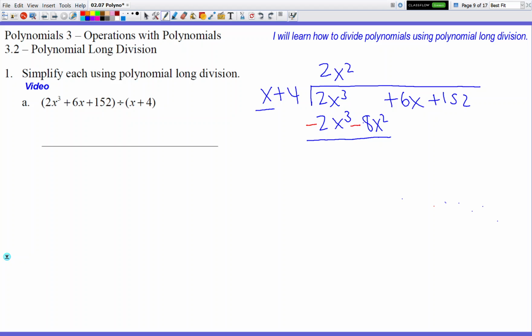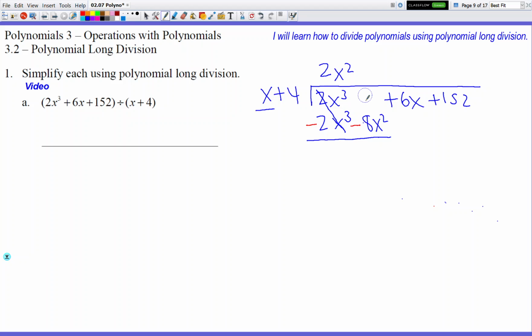Then you're just going to combine like terms, top and bottom. So 2x cubed minus 2x cubed pretty much cancels out. If you're doing this the correct way, your first term, that first column, is always going to disappear. It's always going to cancel out. If that first column doesn't cancel out, then you're doing something wrong. You made a mistake. Then the next term, the next column.